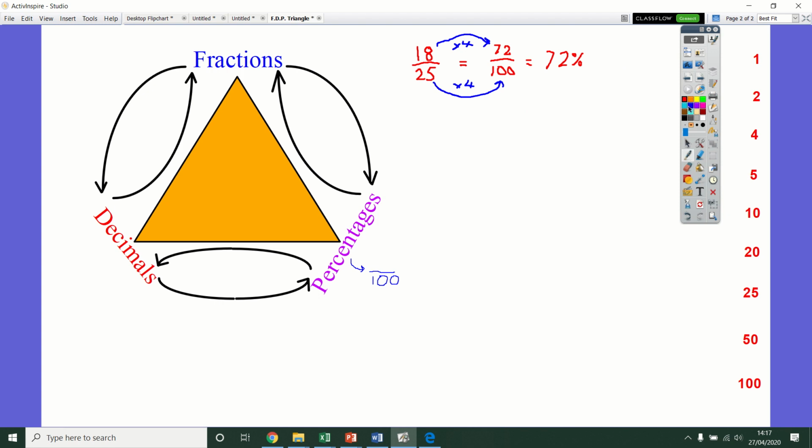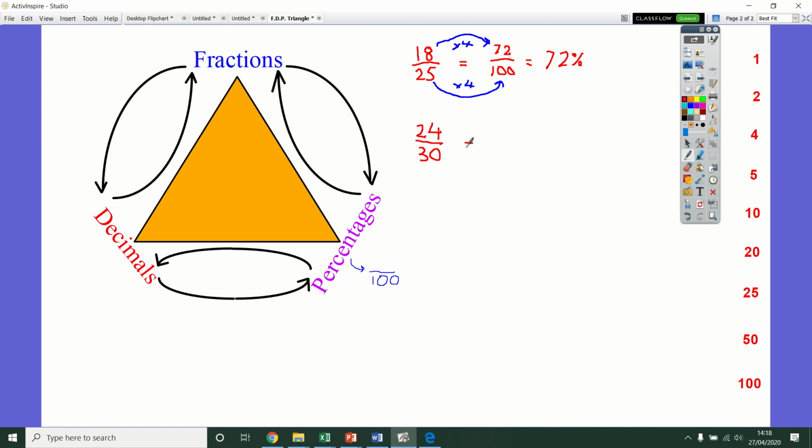Okay, let's have another go at one. Let's try a different example. I want to do 24 out of 30. Okay, now that's another fraction. I want it as a percentage. Now 30 isn't that good of a number to use on the bottom because it doesn't go into 100 very easily. It's not one of these numbers over here. But what I can do is I can look at the 24 as well, and I can hopefully get myself towards one of these numbers, which can then get me back up to 100 again.